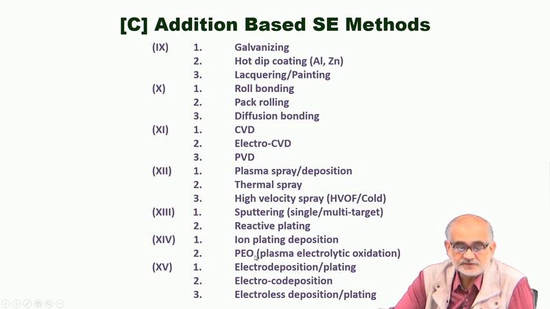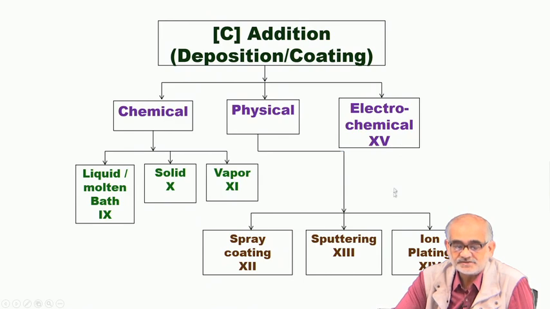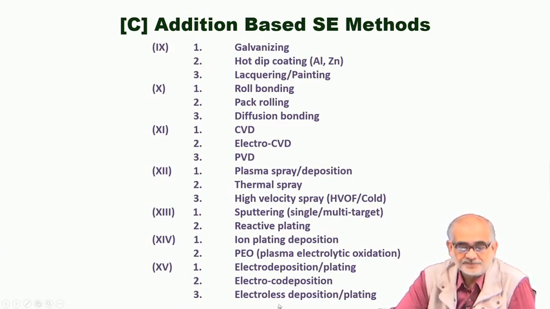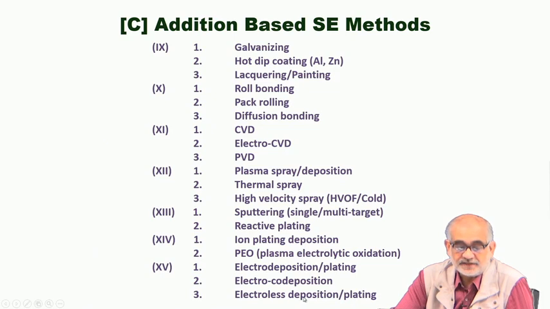Now, finally, we can also think of electrochemical processes where we are depositing the material or plating the material. We can do electro-co-deposition, where we can deposit multiple cations onto the same surface, having different anodes but a single cathode. We can also coat materials by way of electroless deposition or electroless plating processes.